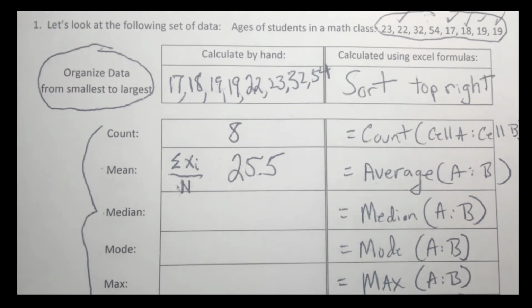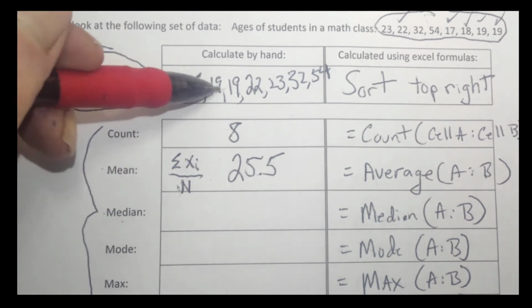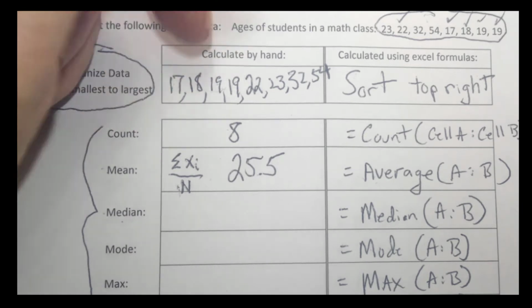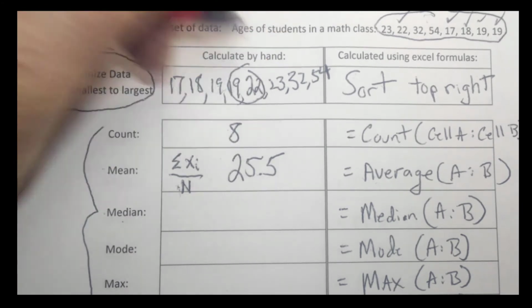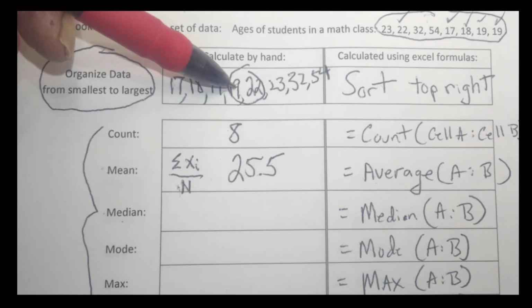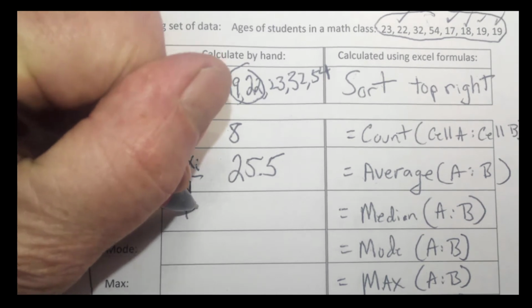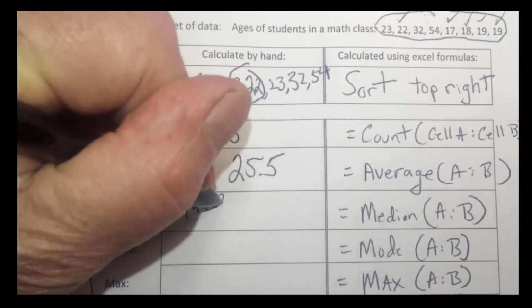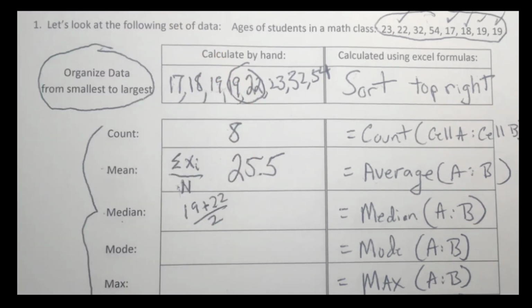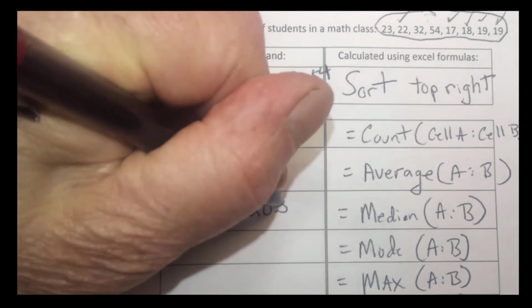Now the median is the one in the middle. So the middle of this one has actually 2 in the middle, 19 and 22. So when you have 2 in the middle, what you do is find the average between the two. So that's 19 plus 22 divided by 2, which would give us 41 divided by 2, which is 20.5.